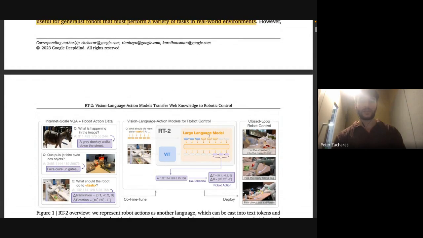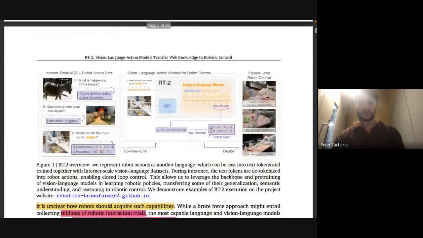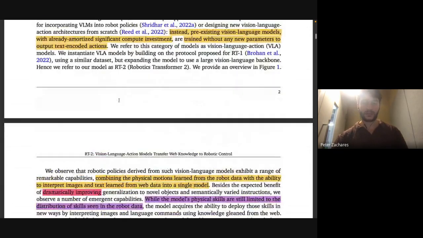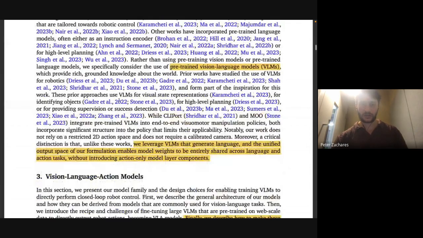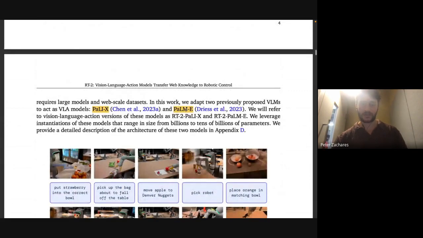So basically, you start out with a visual language model, which, sorry, let me tell you what a visual language model is. A visual language model is a model that can take in a series of text and images and generate text. So it could generate a description like this one here: a donkey walks down the street. There are quite a few of them. They use two different visual language models that are out there: PaLI-X and PaLM-E. I guess those are the state-of-the-art ones used these days.